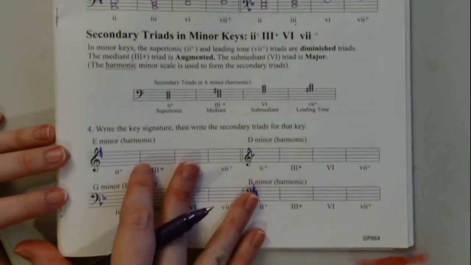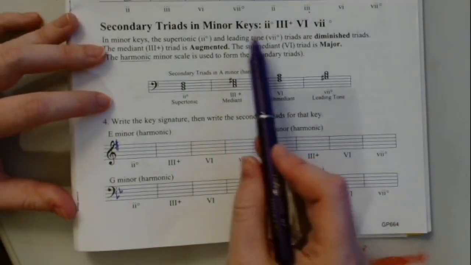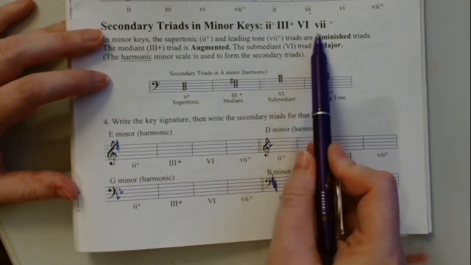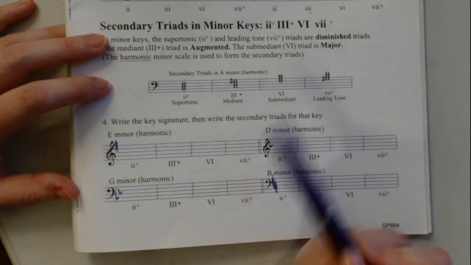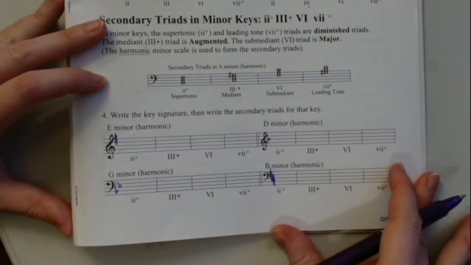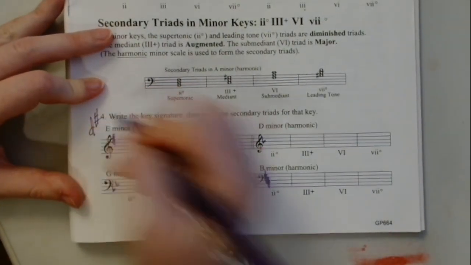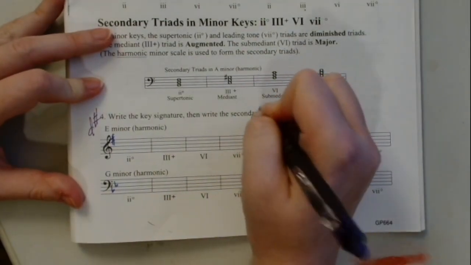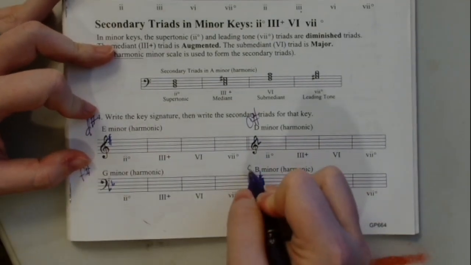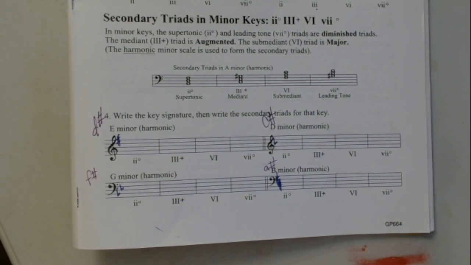So now we're doing secondary triads in minor keys. For your 2 chord, it's going to be diminished. Your 3 is augmented. Your 6 is major, and your 7 is diminished. So the only accidental that you need to add in here is that 7th scale degree. So for E minor, remember you need to add in that D sharp. For D minor, you need to add in that C sharp. For G minor, the F sharp, and for B minor, the A sharp, because we're in the harmonic form.